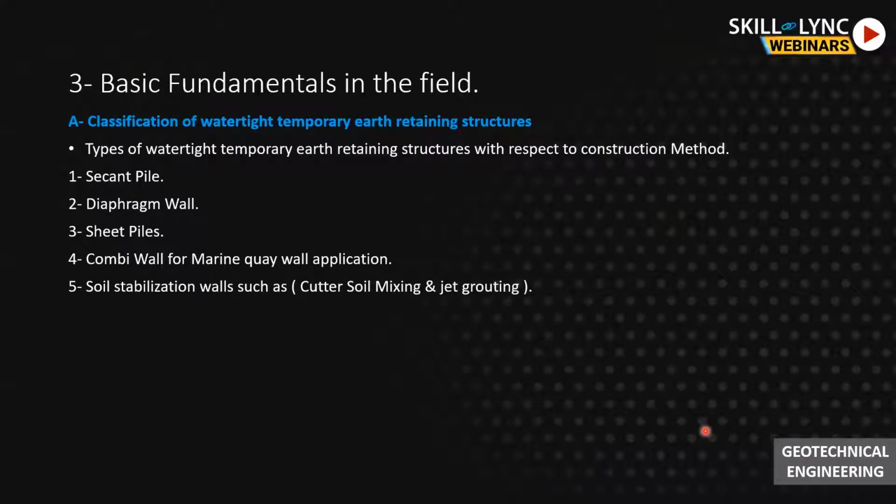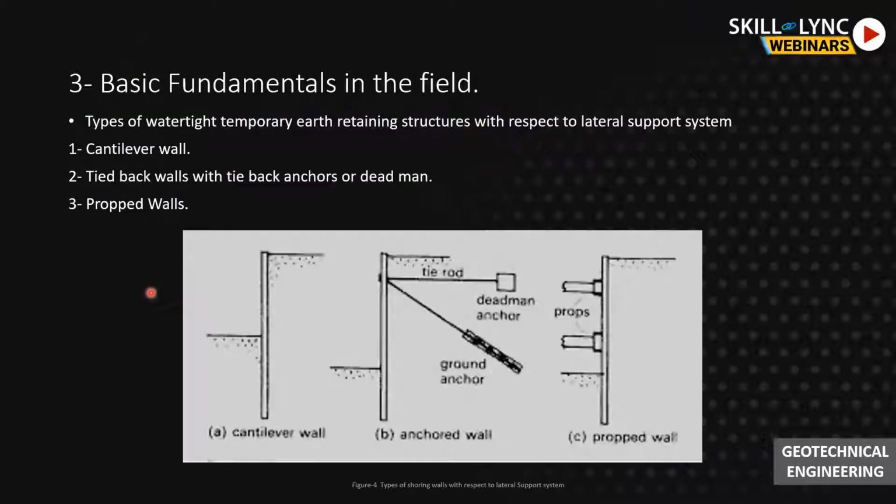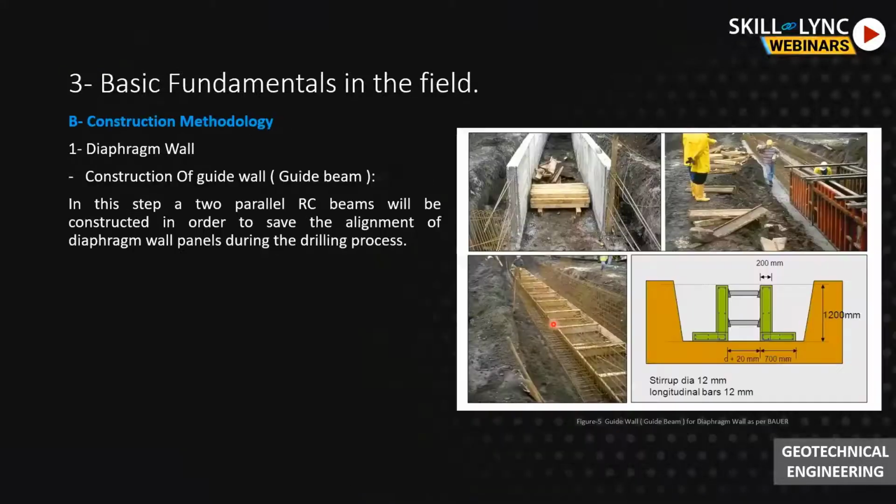So we can classify the shoring system based on many points. First, with respect to the construction method, we have secant piles, diaphragm walls, steel sheet piles, combi walls, and soil stabilization walls or cutter soil mix. Some people are calling it cutter soil mix. And also we can classify the shoring walls based on their lateral support system. So for example, we have cantilever walls, anchored walls, or propped walls. Moving on.